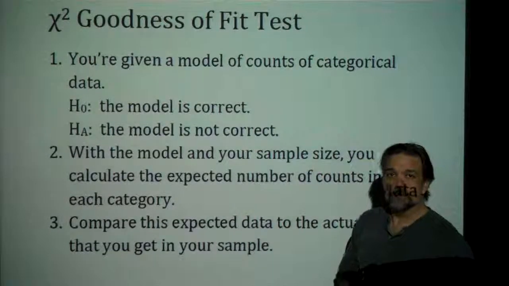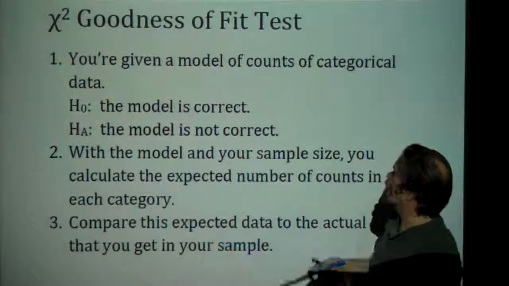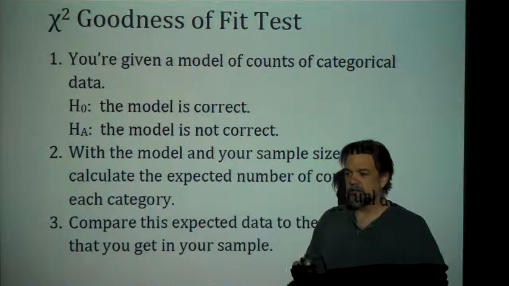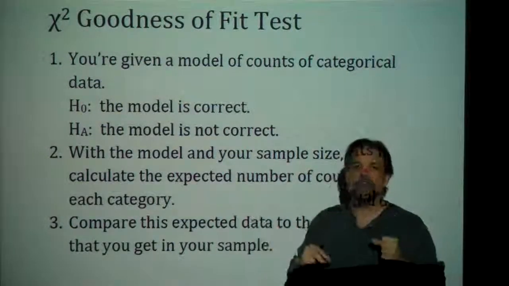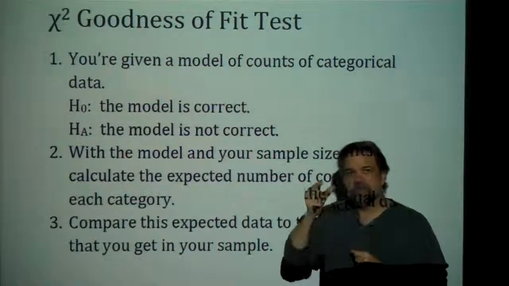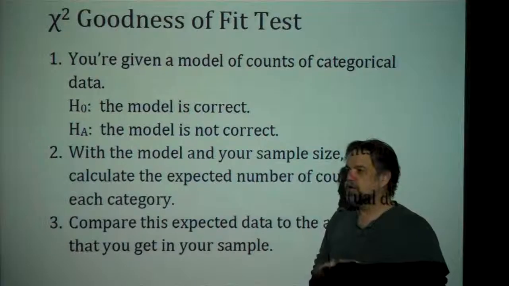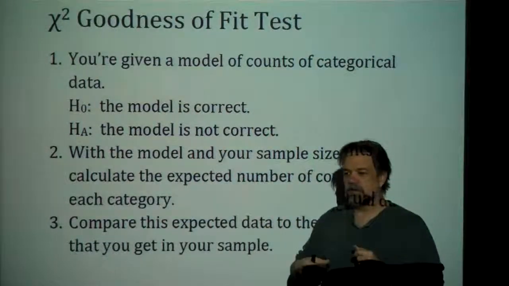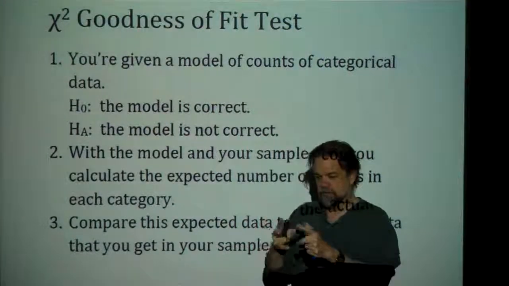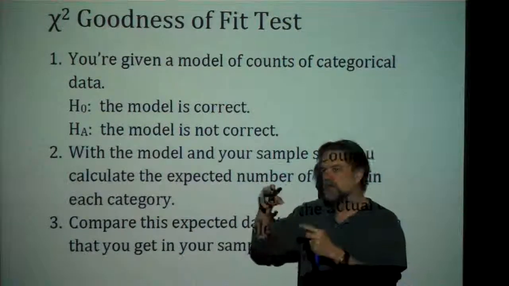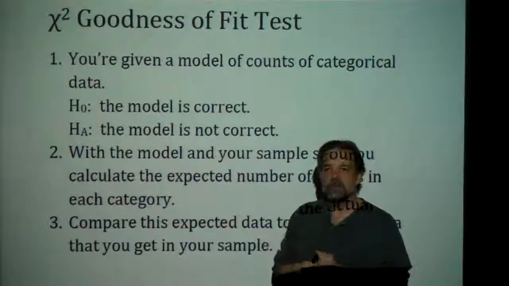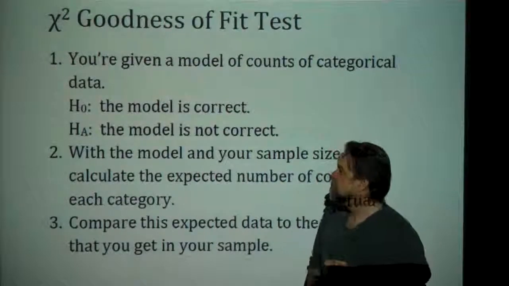Okay? So with the goodness of fit test, we are given a particular model of counts. For example, we might be given something like, this distribution is uniformly distributed, meaning we should have an equal number of counts in all the categories. Or in this particular population, there are twice as many women as men. Okay, so then we would look at that and say, well, I would expect that out of 240 people, I'm going to have 160 women and 80 men. So that's how I come up with my expected values.